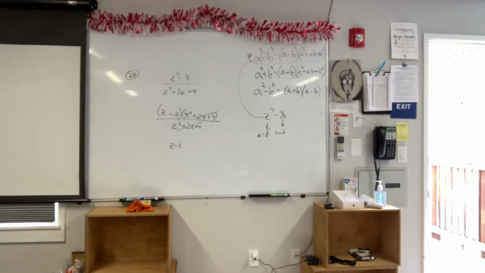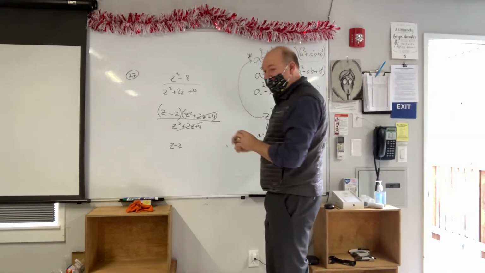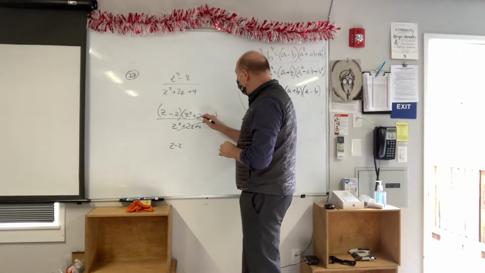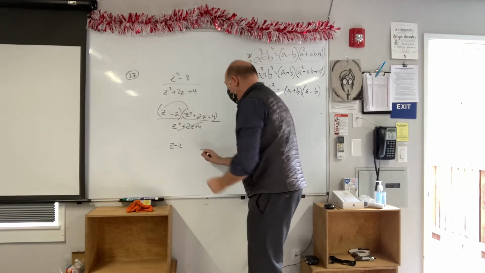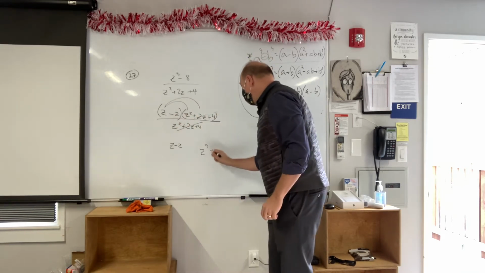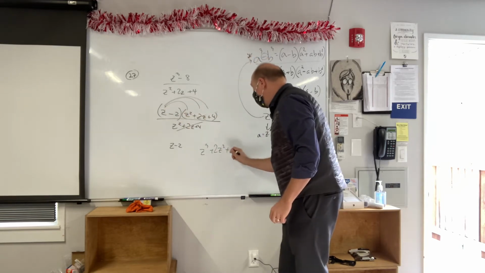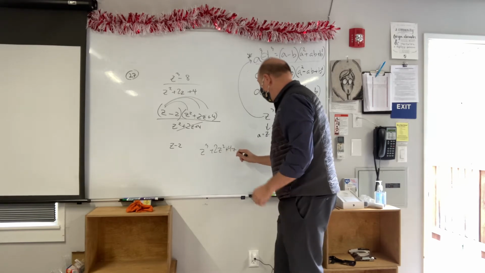And real quick, I should say this here. The reason why this all works is because in Algebra 1, you guys remember, if you were to multiply this out, this times this gives me z to the third. This times this gives me a positive 2z squared. Real quick here, this is going to be a 4z.